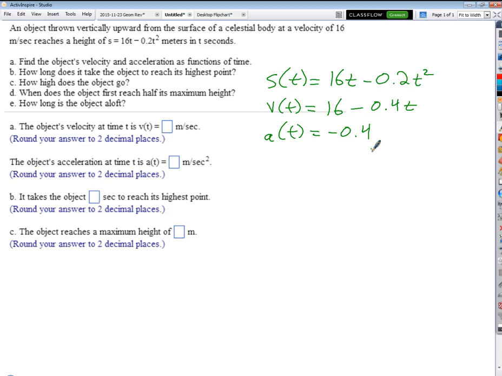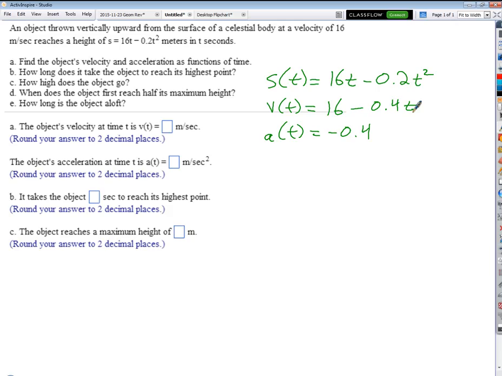Second one, how long does it take the object to reach its highest point? You would have an easier time with this if you were in the physics class. You don't need to be, but it would be a little easier. So we can talk more about this. What's the object's velocity at that t? That's all that is, v of t, right? And then acceleration is a of t.